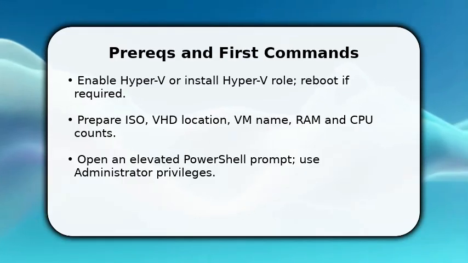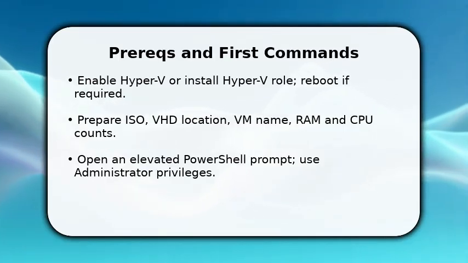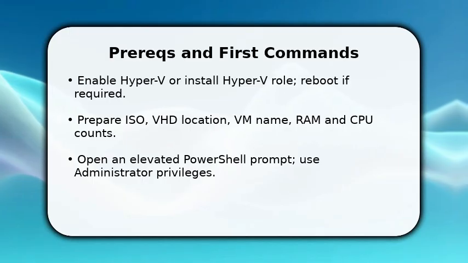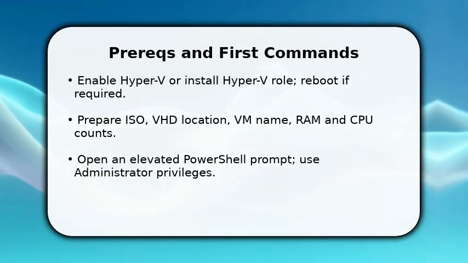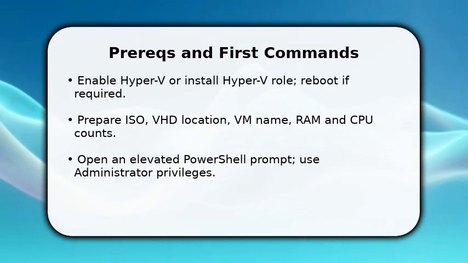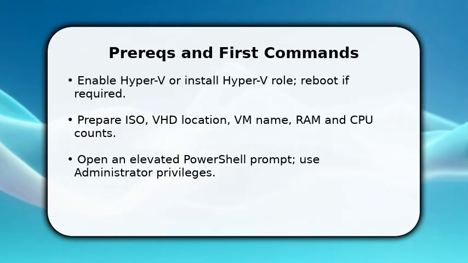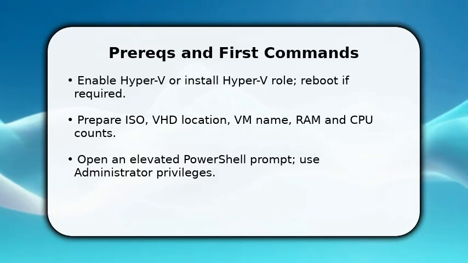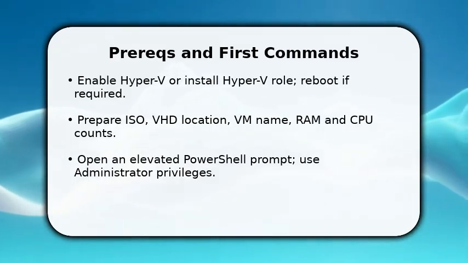You start by confirming prerequisites: Hyper-V enabled, available disk space, and an ISO image. Once done, open PowerShell as administrator so commands run without permission errors. Create variables for VM name, VHD path, memory in MB, CPU count, and switch name. This makes later commands concise and repeatable.